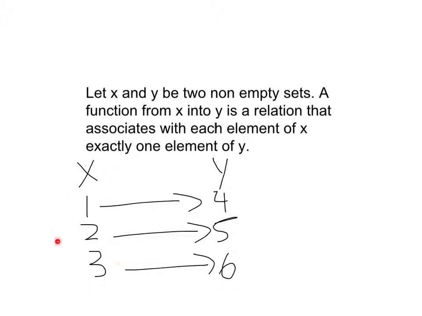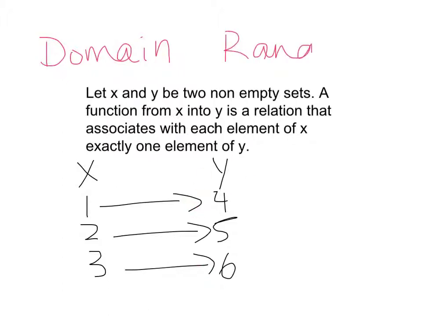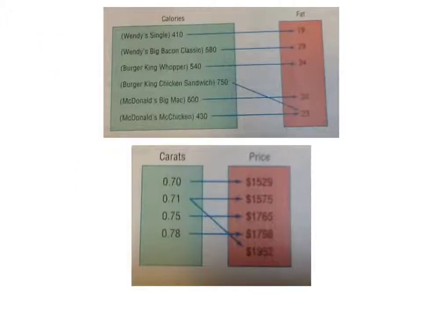Now, this set of x is also called the domain. And this set of y is also called the range. Domain, x, range, y. Now here are two examples. One is a function and the other is not. So which one is? Let's look at the first one.